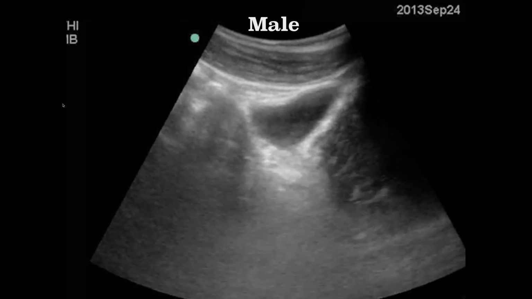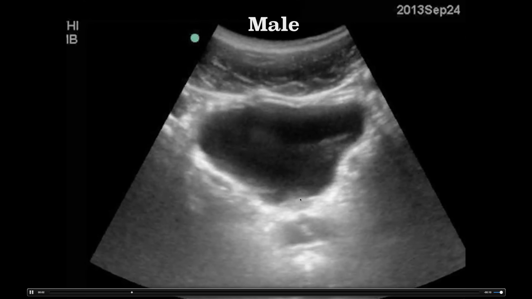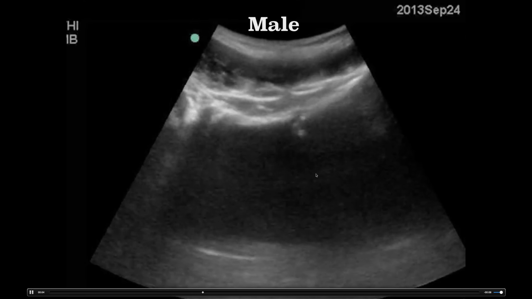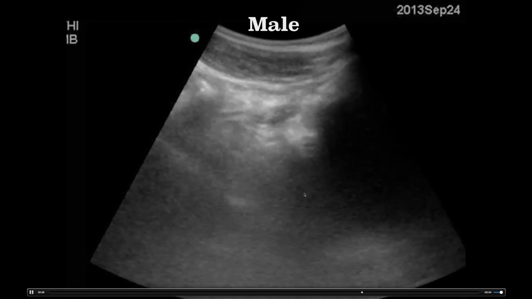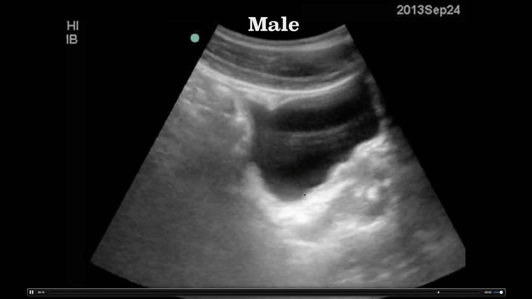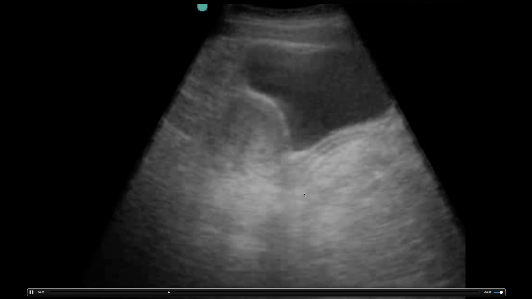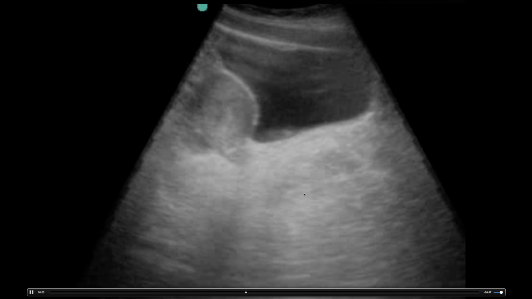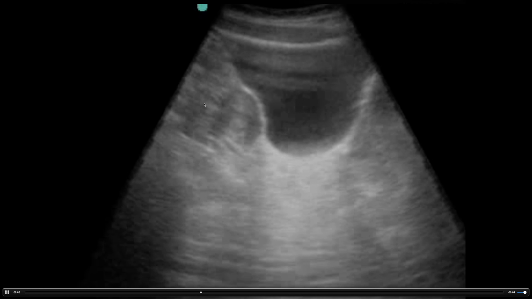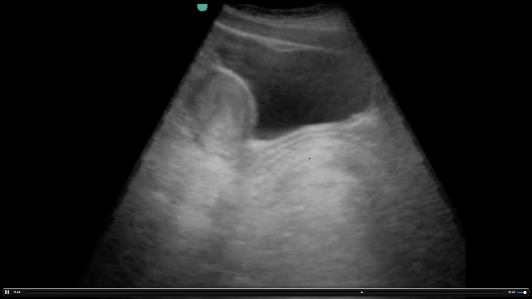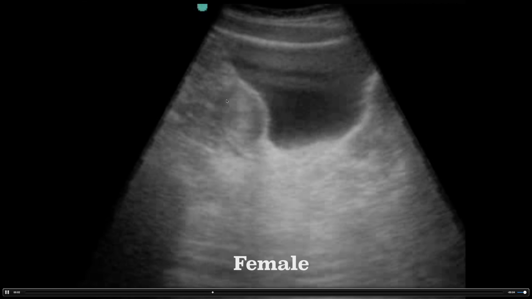This is going to be a male patient. Notice you can see the prostate right in the posterior aspect of the bladder. Right here, the circular prostate. It's not a uterus. It doesn't extend. Here's your uterus. Notice how it extends all the way from the front wall of the bladder to the back wall of the bladder, all the way back and forth. Female patient.